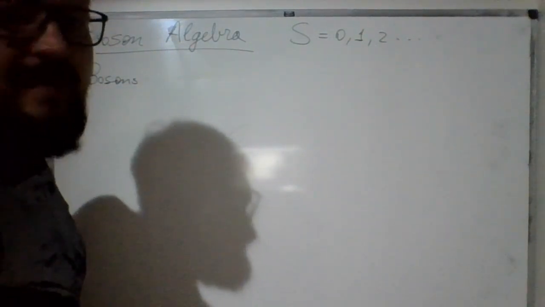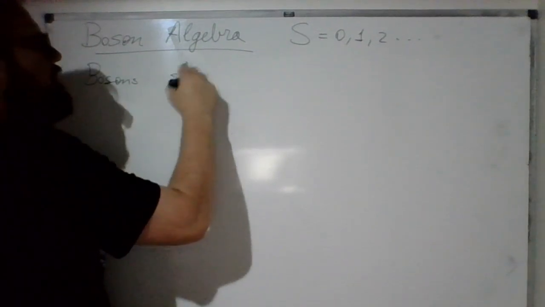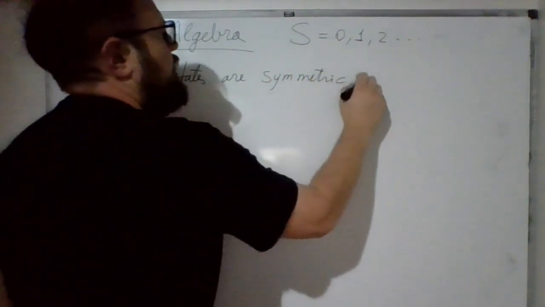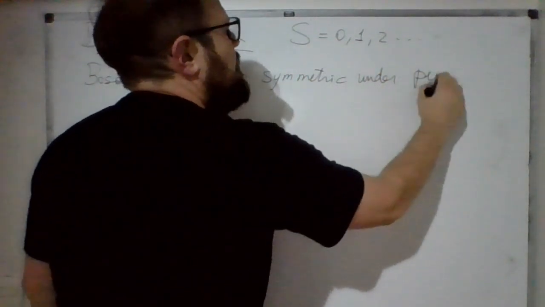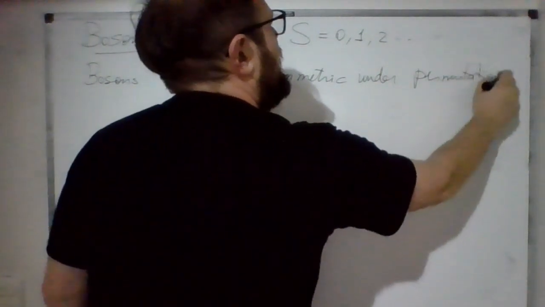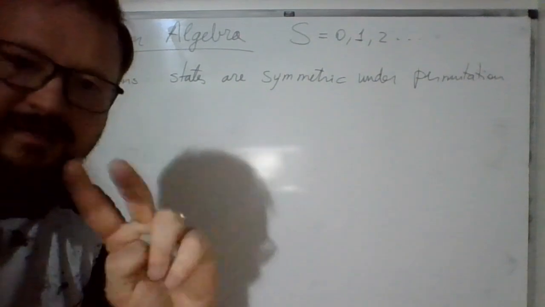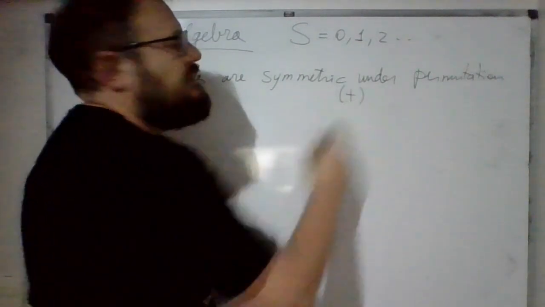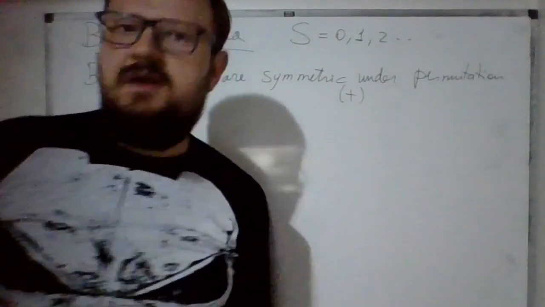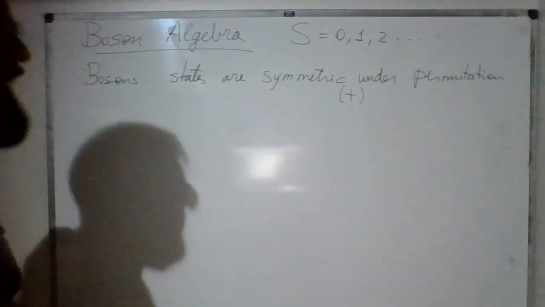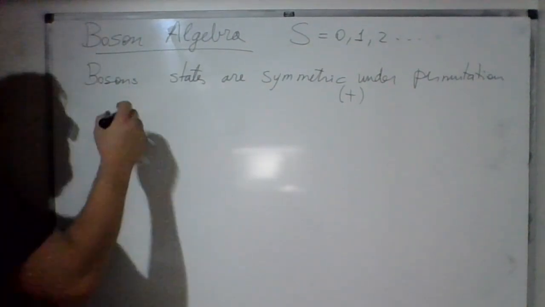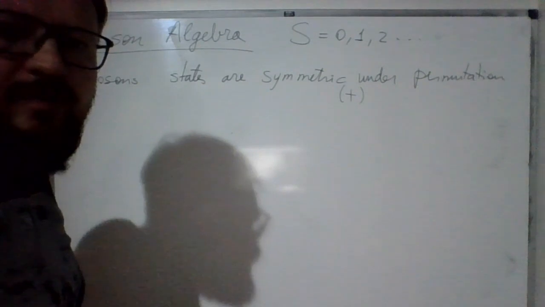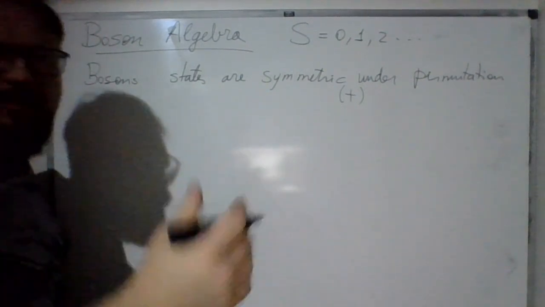a state is a symmetric object under permutation. So if you switch the states of two particles, a plus sign will emerge. Switching the states of two bosons will produce nothing but a plus sign. And bosons do not need to satisfy the Pauli exclusion principle. So you can put any number of bosons in a given state.